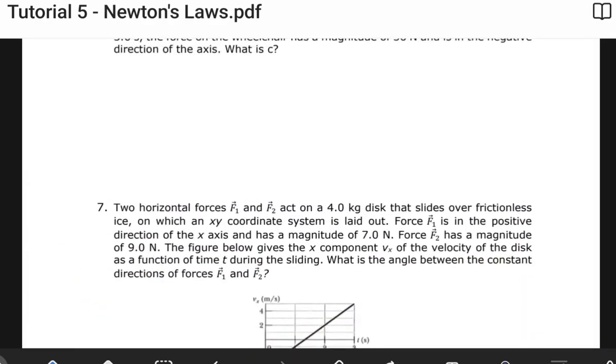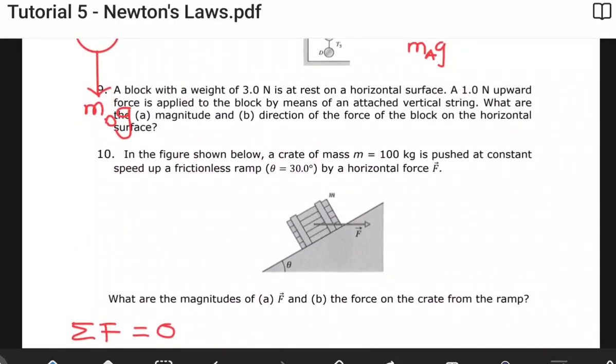Now we move on to the next question, which is question 9. So in this case, what are they saying? A block of weight 3 newtons is at rest on a horizontal surface.